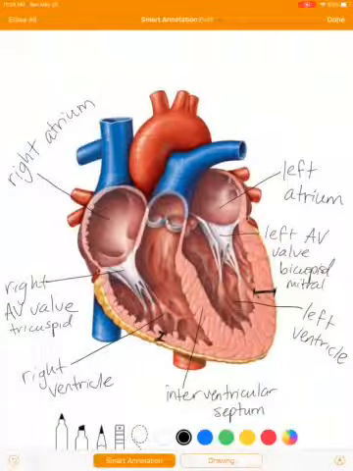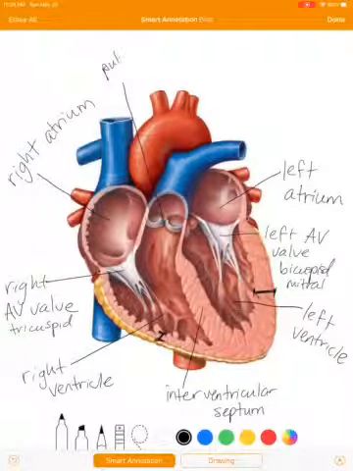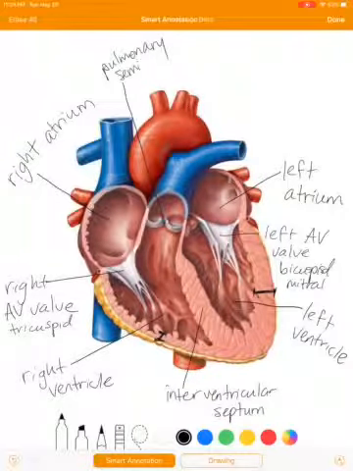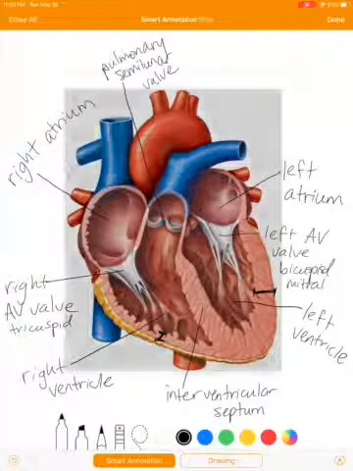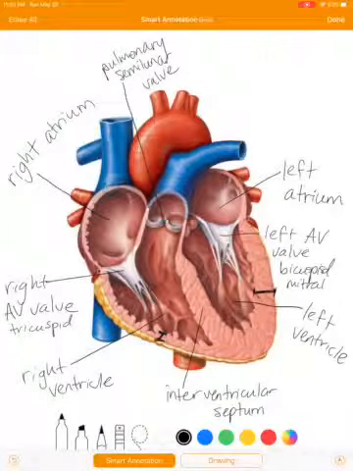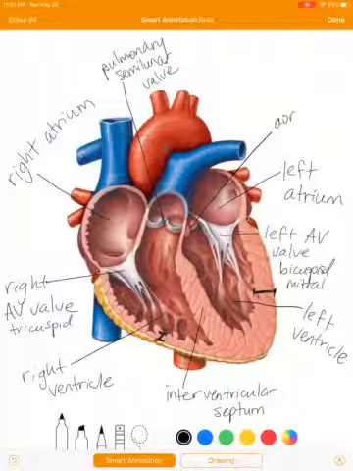The next type of valves that we see are semilunar valves. Okay. And so the first semilunar valve is right here in the right side of the heart. This is the pulmonary semilunar valve. And then here on the left side of the heart, we have the aortic semilunar valve.